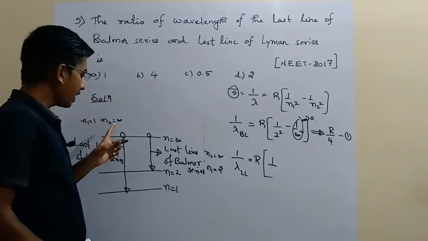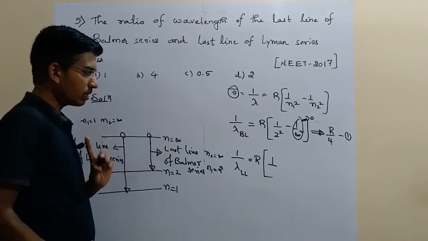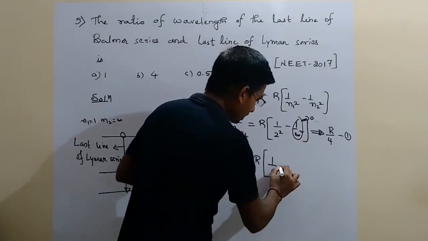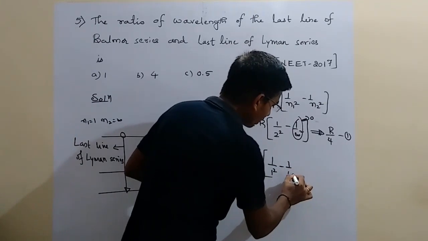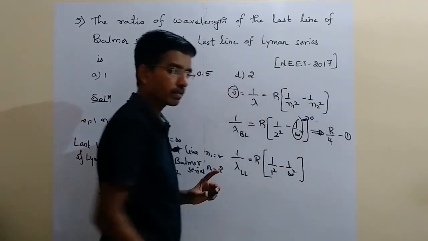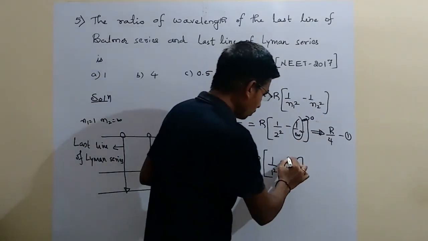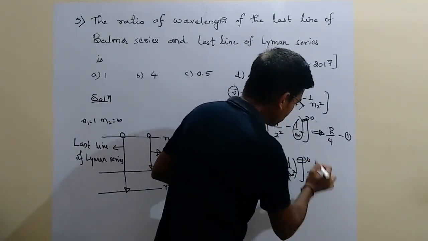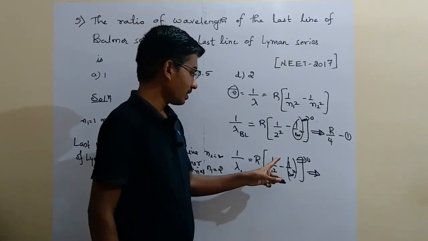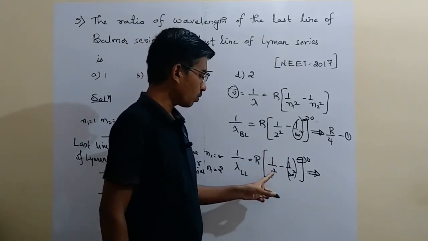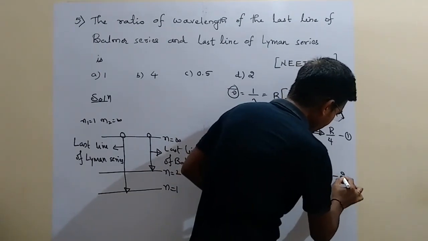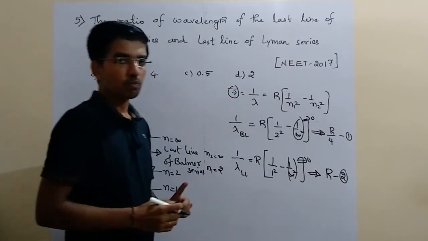That is 1. n2 is how much? Infinity. Substitute the values here. n1, that is 1 square minus 1 upon infinity square. Again same thing. So this 1 upon infinity square becomes equal to 0. This equation reduces to, remaining thing inside the bracket is 1 upon 1 square, that is equal to 1. 1 into R, that is simply R. Take this as equation number 2.